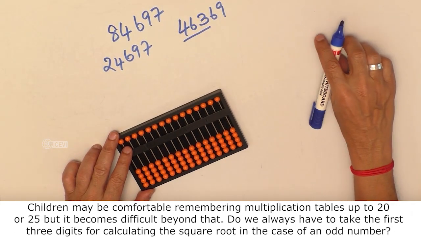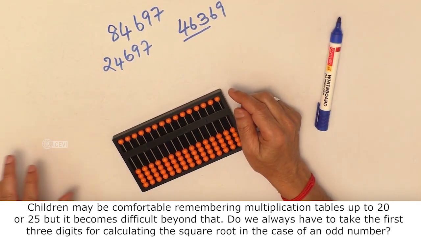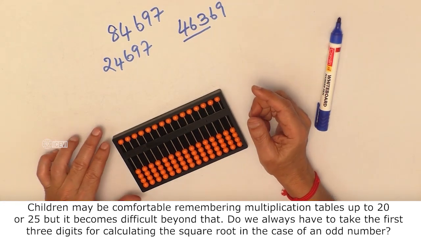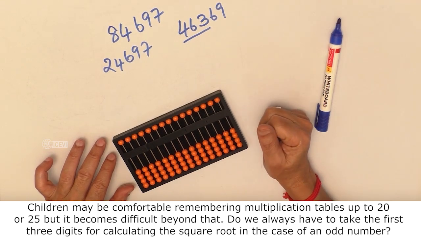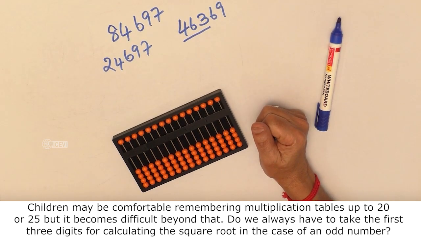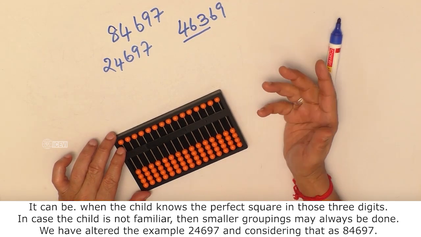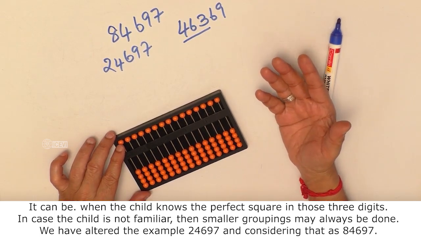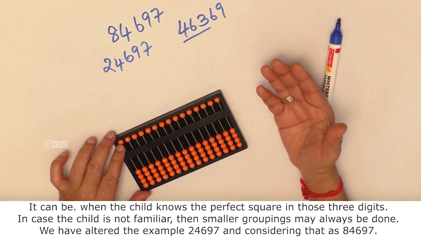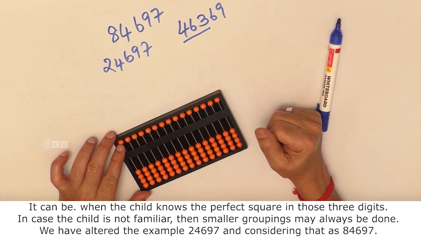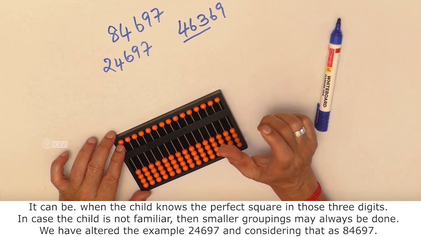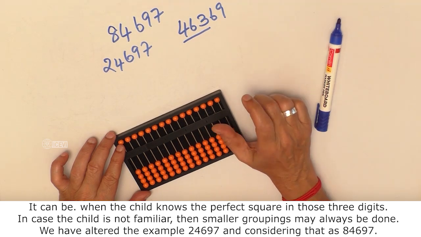Children may be comfortable remembering multiplication tables up to 20 or 25, but it becomes difficult beyond that. Do we always have to take the first three digits for calculating the square root in the case of an odd number? It can be when the child knows the perfect square in those three digits. In case the child is not familiar, then smaller groupings may always be done.